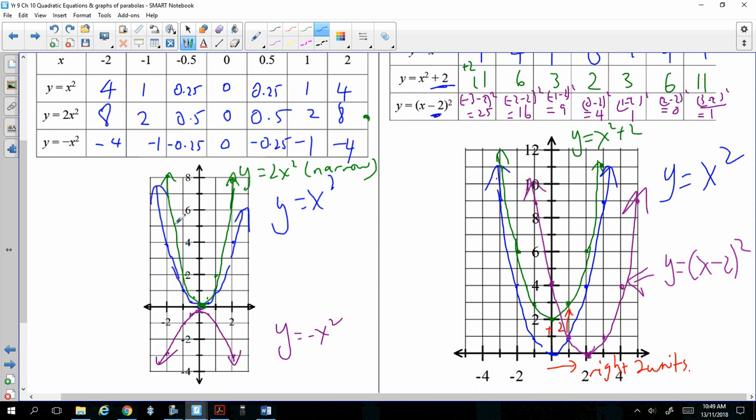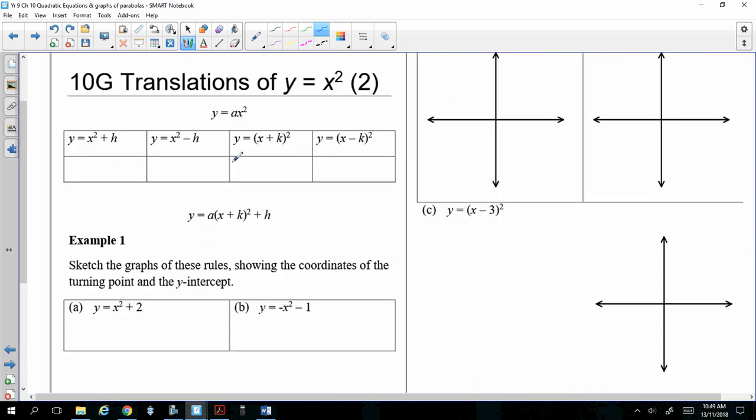So on the next page, we have this general parabola, ax squared. So just remember the a there. If the a is positive, it's concave up. If a is negative, it's concave down. Does that make sense? So a is negative will be concave down. Okay? The number in front of x squared.